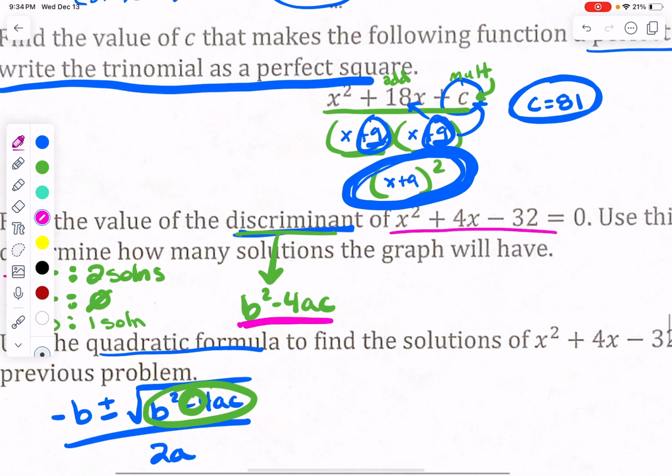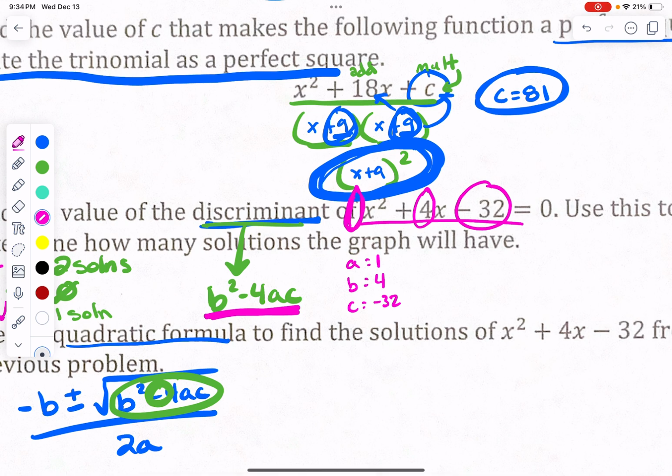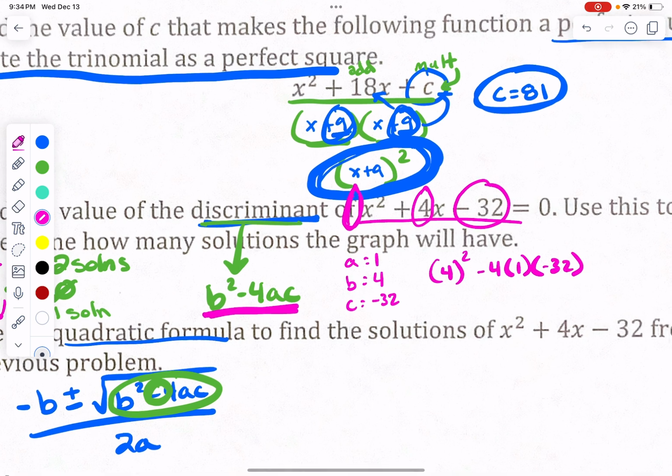Out of this stuff, let's find A, B, and C. Okay, my A value is the number that's in front of x squared, and there's no number, so I assume it's 1. B is going to be this number, which is 4, and C is negative 32. The negative goes with it, okay? So if I'm doing B squared minus 4AC, that will be 4 squared minus 4 times A is 1, and C is negative 32, okay? All right, now I got to do my math.